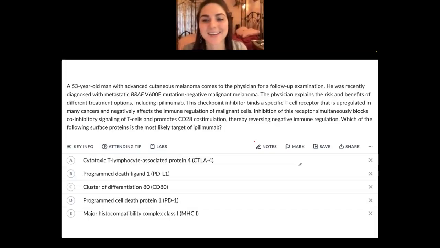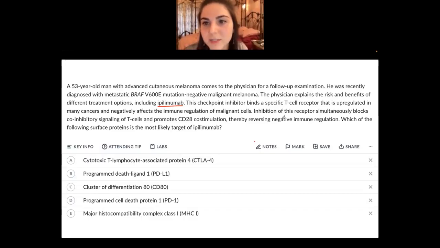Okay, let's talk about this. So yes, they give you the drug. We did talk about this drug. It's okay, you could have gotten it without it, though. It tells you what the drug does. So this is saying this drug binds a specific T cell receptor that is upregulated in many cancers and negatively affects immune regulation of malignant cells.